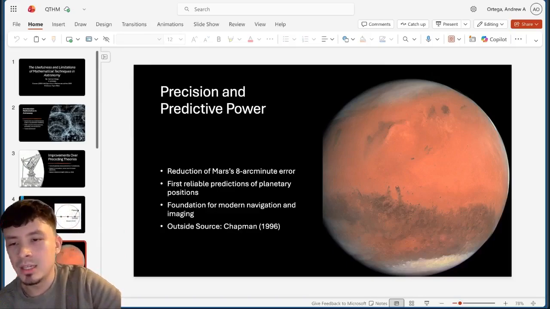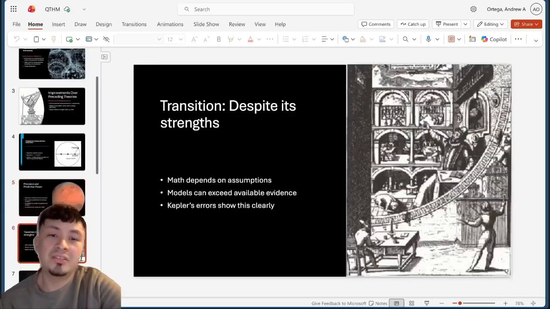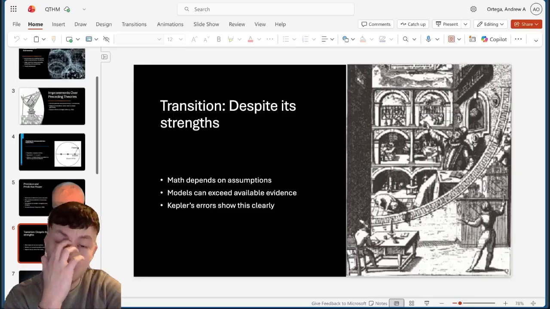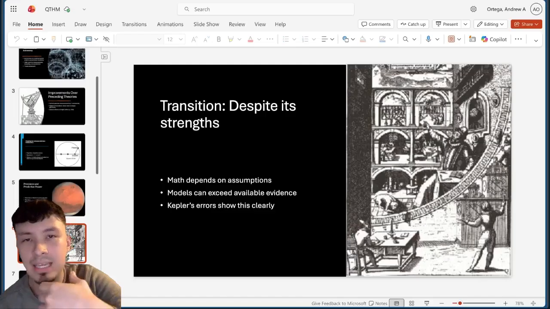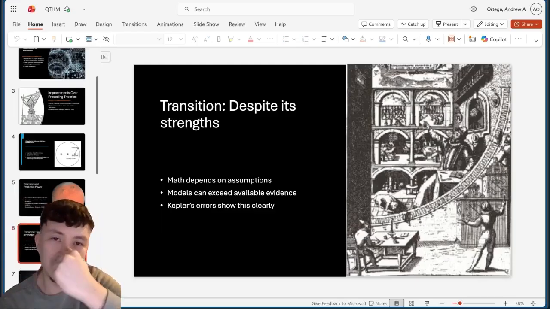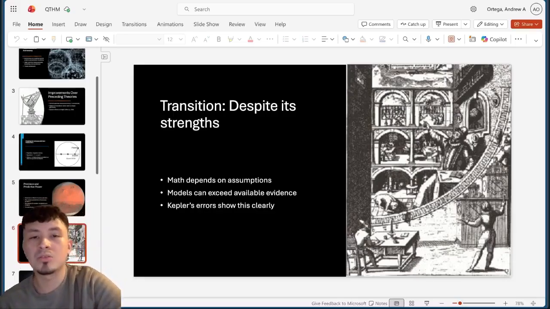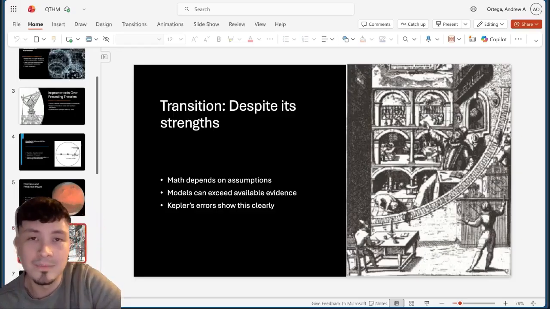Used in astronomy. And in slide number 6, I will be showing the transitions. Despite its strengths, mathematics has its strengths within the transitions in astronomy, but it also has its weaknesses. But here the strength is that math depends on assumptions in a way, right? Now, people can say that might be a weak statement. Why? Because assumptions are not always accurate. But most of the time, people base the assumptions on the past knowledge that they have had, right? Models can exceed available evidence. That can happen too. This is one of the weaknesses that mathematics has in astronomy.